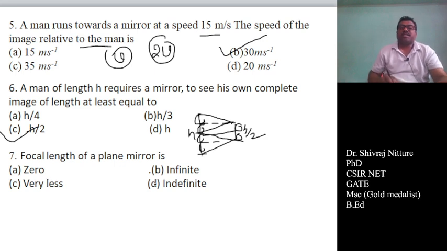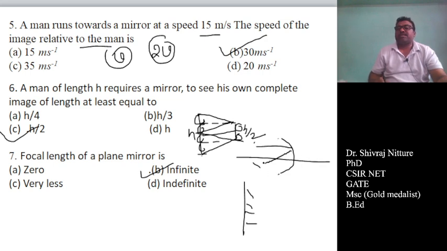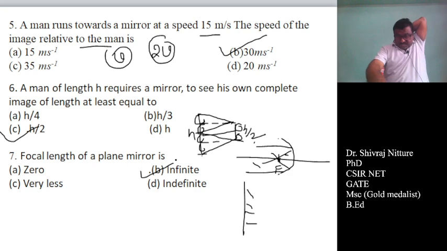Next, what is the focal length of the plane mirror? Focal length of a plane mirror is infinite because, look here, a ray of light. You can find the focal length somewhere here where parallel rays fall and converge. That is the focal length, but for a plane mirror, it is infinite. Focal length of a plane mirror is infinite because a plane mirror never converges.